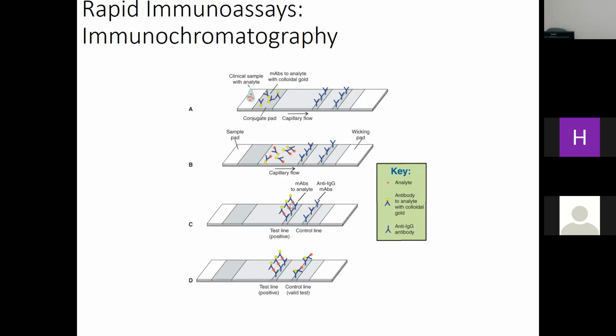So the test line lights up, changes to red. The control line changes to blue. Okay? Whether it gets there without it or not, it's going to change both of them colors for a positive. It's not going to be this. So this will be a negative. This will be a positive test and a valid test. So that's how we work those.